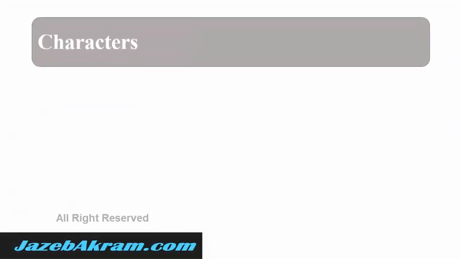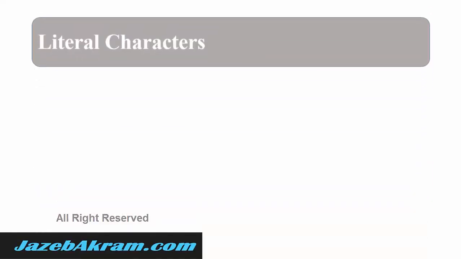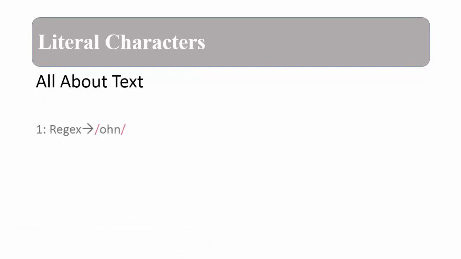This whole chapter will focus on characters. So the first lecture will be about literal characters in regular expressions. Literal characters is all about text. For example, if you have regex ohn inside your /, then this ohn will only match with ohn highlighted in green. It will not match with John, and also it will not match with Mon, because John has J at the beginning, neglecting this regex, and also Mon has M at the beginning, also falsifying our regex.